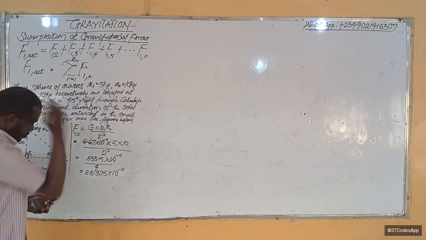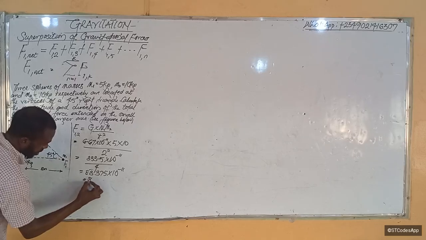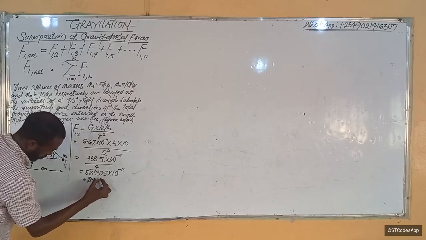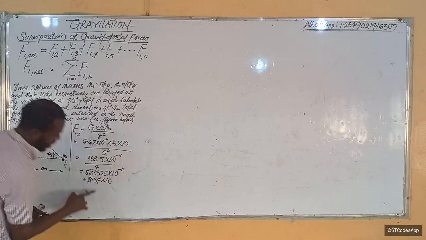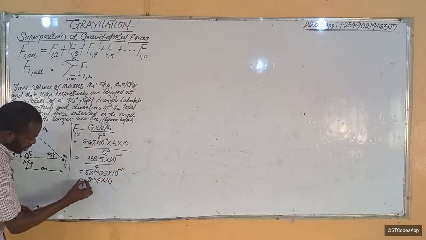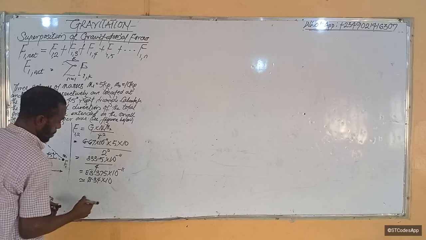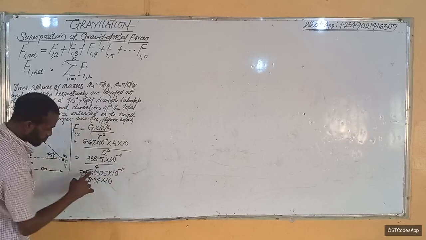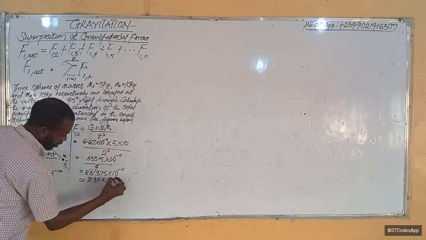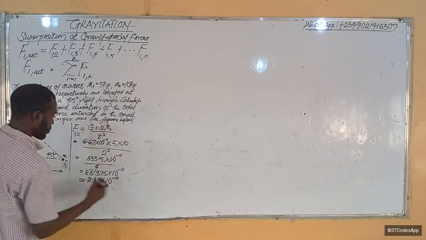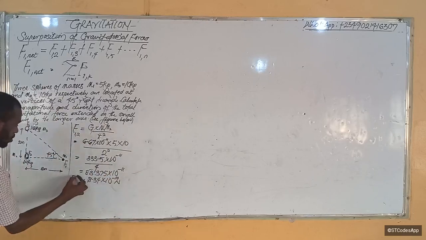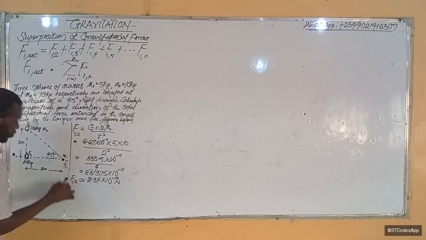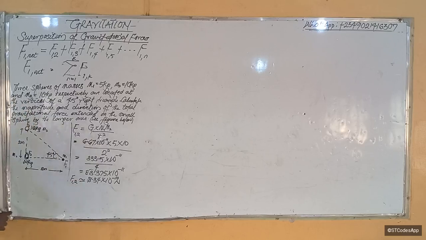So here, we bring this guy here so that it becomes 8.34 times 10 to the power, I've approximated, okay? 8.34 times 10 to the power minus 11 plus 1, because I moved the decimal, so that will be minus 10. So that will be the F on 1 due to 2. Is that clear? Now, how about the force due to 3 on 1? The force on 1 due to 3.